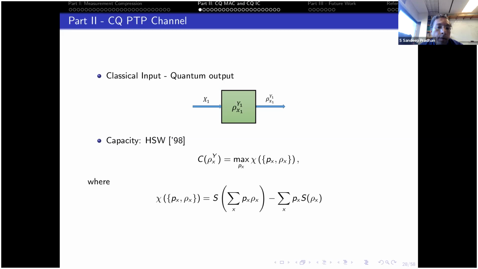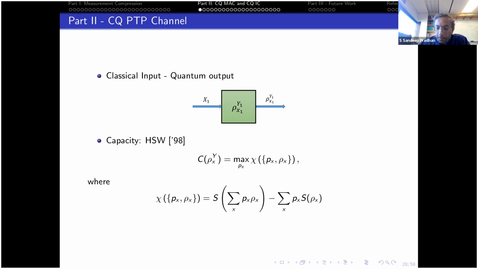The capacity is given by a quantity called the Holevo information, which is like a mutual information, but between classical and quantum. It's a hybrid quantity. It takes classical input and quantum outputs. P sub X is the input distribution, and rho X is the state of the system when X is the input. It's computed as a difference of von Neumann entropies. The first is the entropy of the joint, average state. The other is the average of the von Neumann entropies. This is what we call the Holevo quantity, or Holevo information, and the capacity of the channel is given by this information quantity.